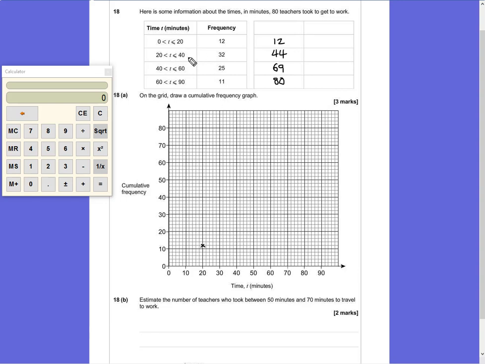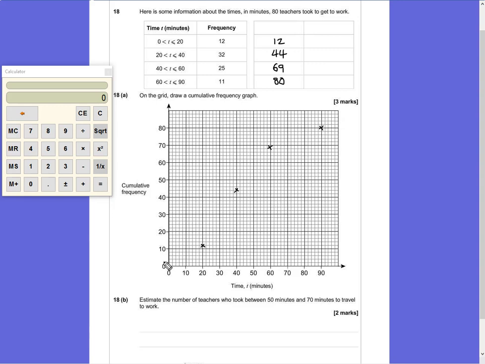For the next group at 40, we have to go up to 44. So 40 minutes, up to 40 and 2 small squares, draw a small cross, go across to 60, up to 69, so this is half a square below 70, and for 90 minutes, up to 80. Do make sure that you've put the crosses at the end of each group for the second mark.